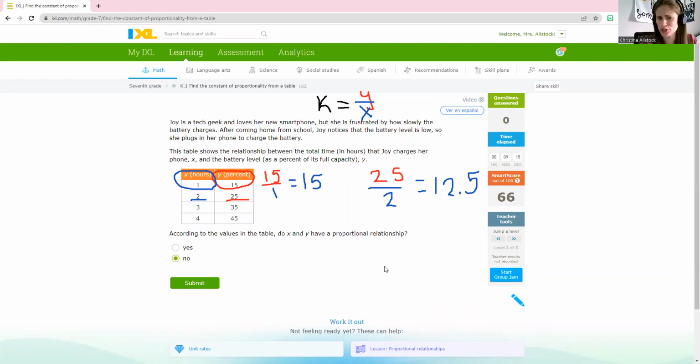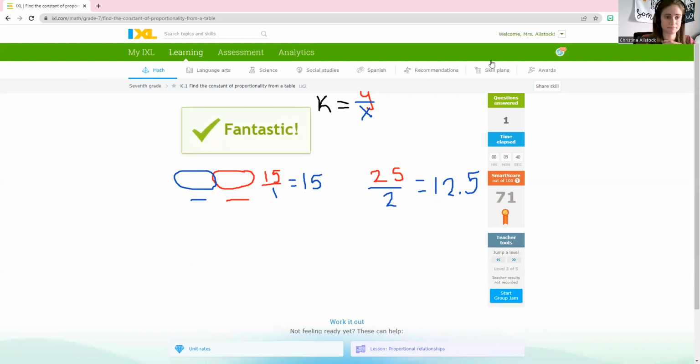On the next one, I'll show you another way to do it, since this one turned out to be a no, because we got to the second one. It was pretty obvious. We don't need to go any further because we got 2 very different answers. If I double check my work here, 15 divided by 1 is 15. 25 divided by 2 is 12.5. They're not the same, so this does not have a proportional relationship.